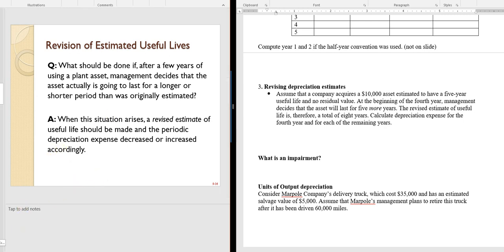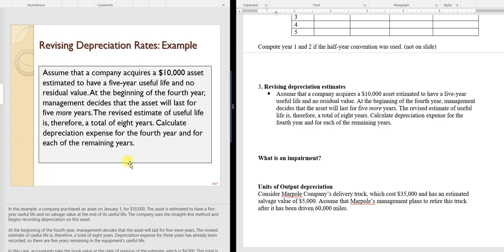Okay, so the next thing we're going to do is what happens when we decide our estimates are wrong. This actually happens quite a bit. I remember I worked in public accounting when desktop computers were just coming in, and everybody thought a desktop computer would last 10 years. Well, after 3 years, we decided we were pretty wrong on that. So you need to revise your estimate.